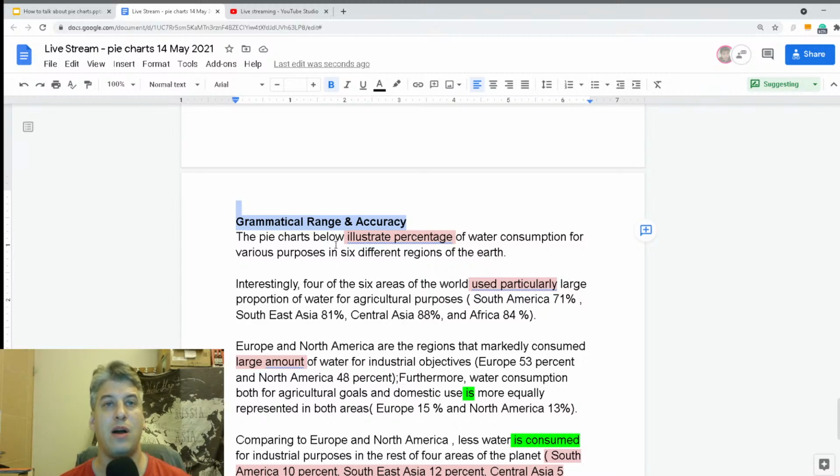Okay, so "the pie charts below," so we don't want that, "illustrate the percentage of." We're missing a very basic word. We need the article, "the percentage of water consumption." So the next thing, "4 of the 6 areas of the world used particularly large portion of water." It's the same issue. We're missing an article, "used a particularly large portion."